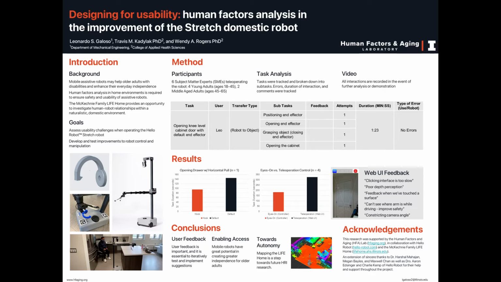With this task analysis, we were able to identify interactions in which errors occur or take the longest amount of time. One of those tasks is opening drawers or doors with horizontally aligned handles. We recognized this and manufactured and iteratively tested a hook end effector. This hook was nearly twice as fast at opening drawers than the original gripper end effector.